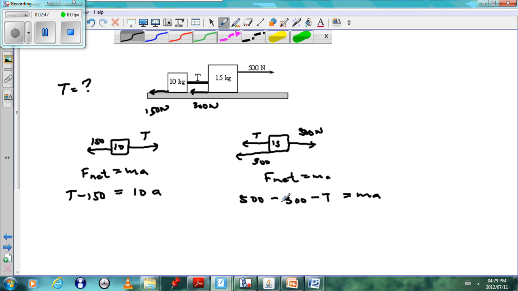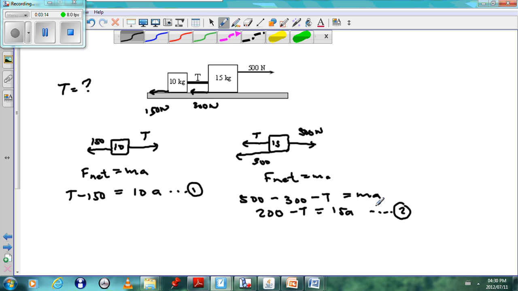And if we take this further, we get 500 minus 300 is equals to 200 minus T is equals to 15A. So here we see we've got two equations. In equation one, T minus 150 is equals to 10A, and in equation two, 200 minus T is equal to 15A. Now, how do we solve the sum?